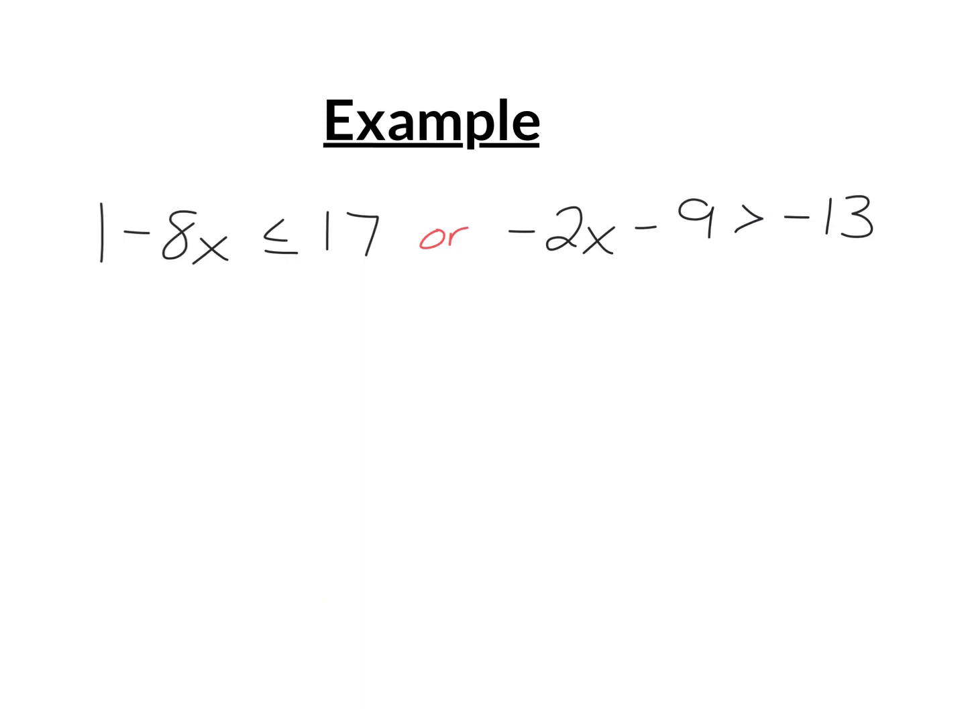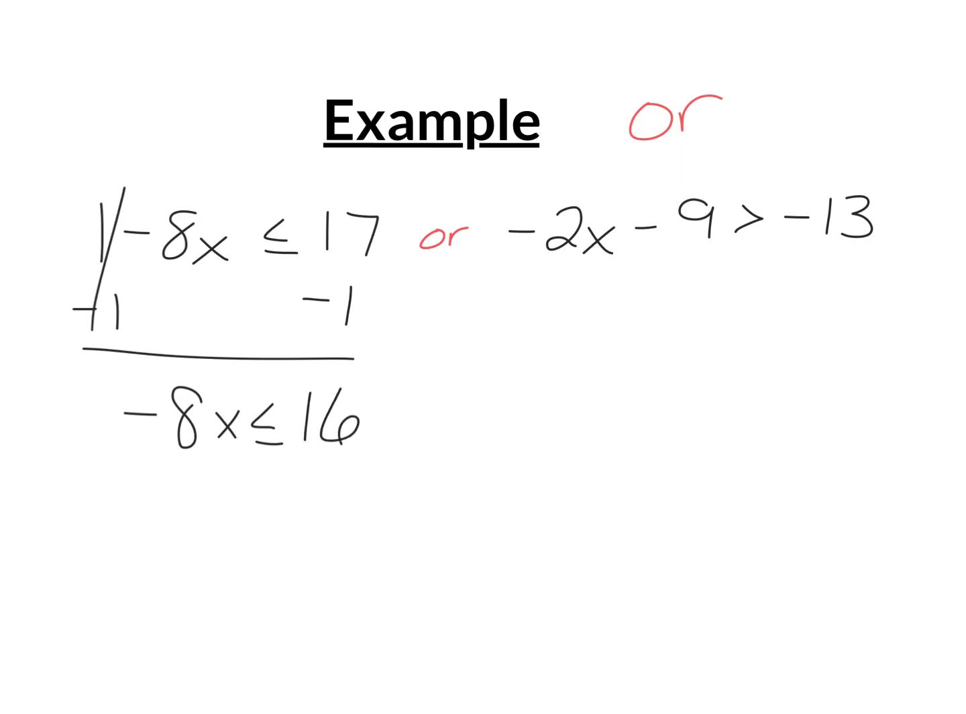Notice we have what? We have or. Keep that in mind. Looking at the left, what do we do first? Yep, we want to get x by itself. First we subtract the 1 over. So we have negative 8x is less than or equal to 16. Last step. Divide by negative 8. What happens? We're dividing by a negative. Sign flips. Good. So we have x is greater than or equal to negative 2. That one's done. Move on to the next one.